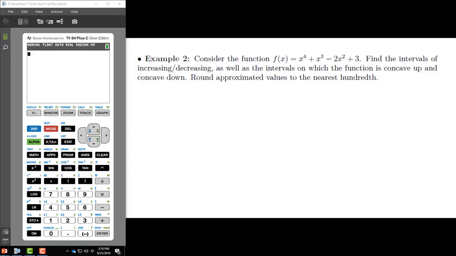In this example, we're going to look at a function and find the intervals of increasing and decreasing and the intervals where it's concave up and concave down, but we're going to use technology to help us out with that. All right, so first of all, we're going to take a look at what this function looks like by typing it into our y equals menu.